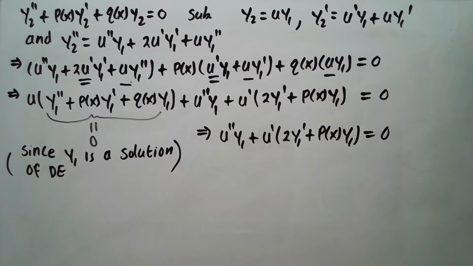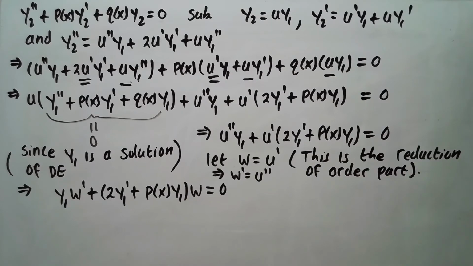So we're going to make a substitution. We're going to let w equal u prime. So this is the reduction of order part. That means w prime would equal u double prime. So making a substitution up here, in place of u double prime, we can write w prime, which I've done here. I'm putting the y1 first here, so it'll be y1 times w prime plus this guy times u prime, but u prime is just w.